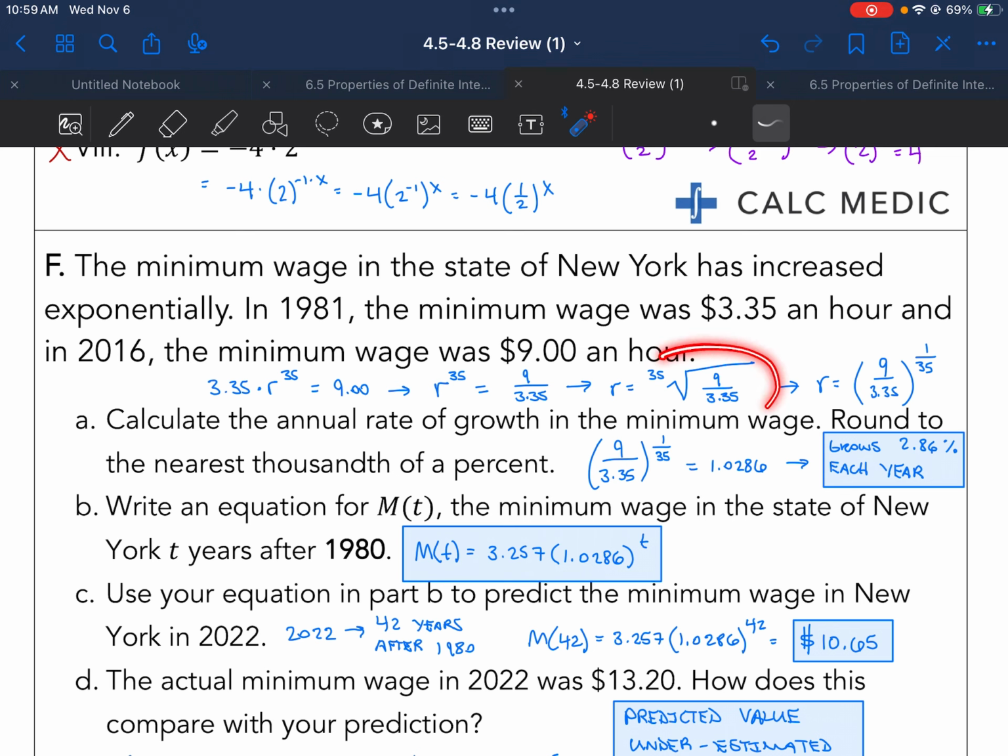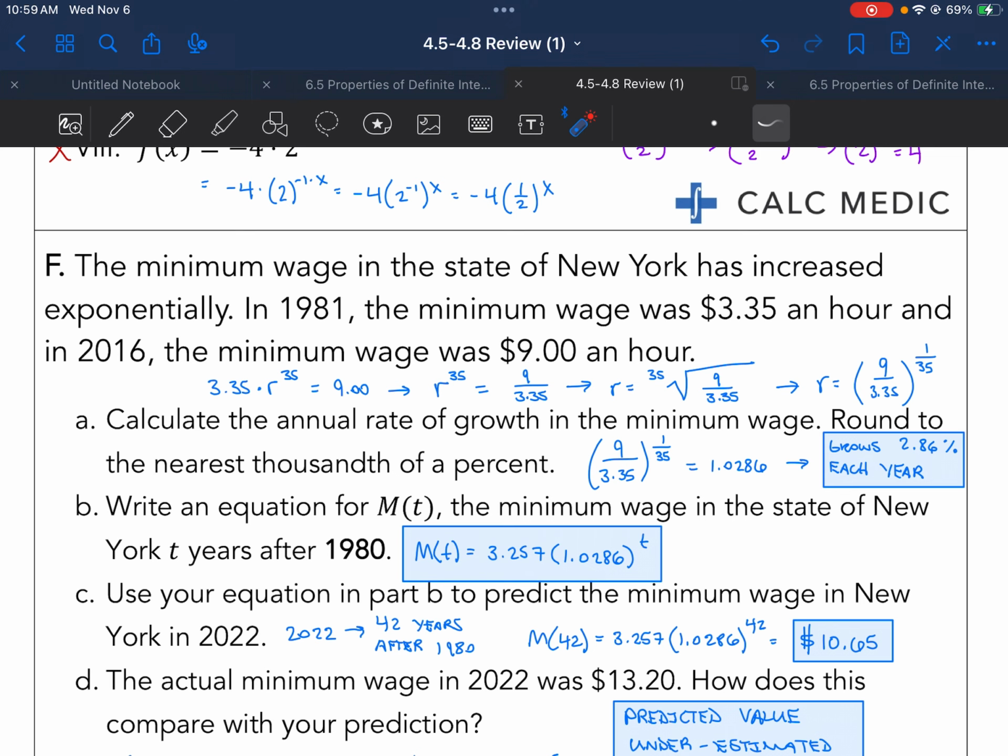So you can either do a 35th root, or you can recognize that 35th root is the same thing as the 1 over 35th power. So 9 over 3.35 to the 1/35th power, that gives you 1.0286. So what this is telling us, this is what we multiply by every year. Okay, they're telling us this thing is exponential. So every year, the previous minimum wage is multiplying by 1.0286.